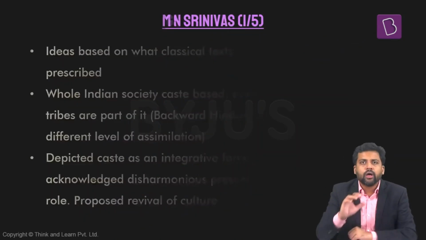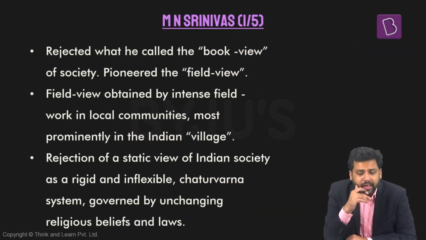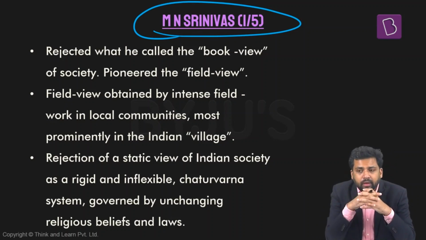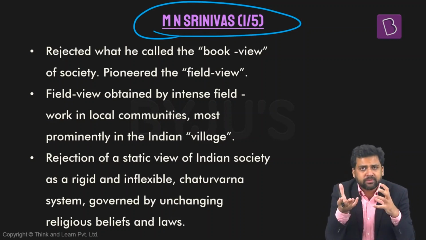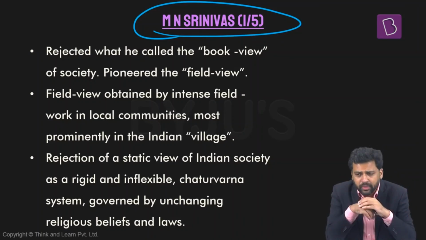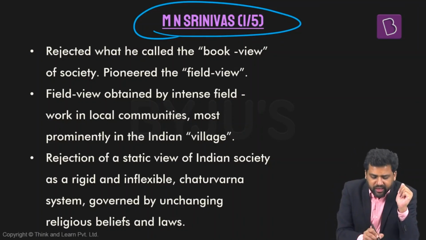Now let's move to the next perspective. Let's look at the next perspective. So M.N. Srinivas adds on to what Ghurye had been studying, and he also critiques Ghurye's perspective of the caste system. Ghurye had looked at the caste system only from books, some sacred texts or holy scriptures. Now M.N. Srinivas rejects the book view.